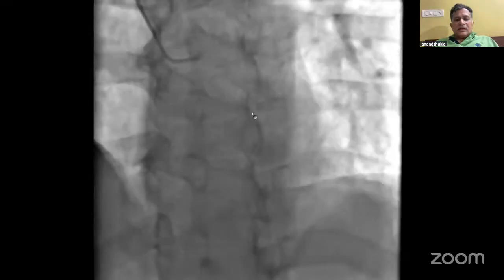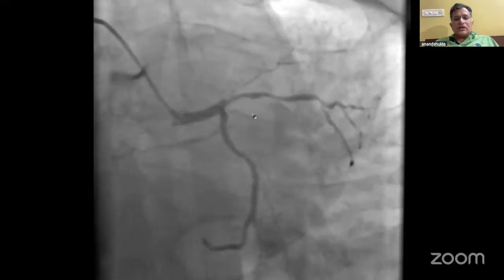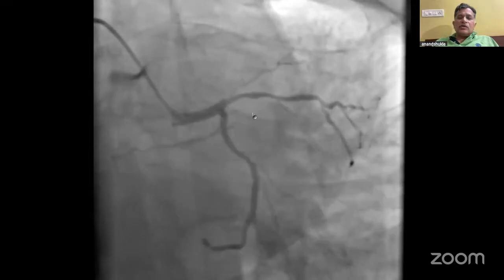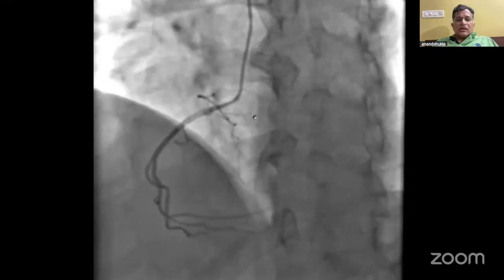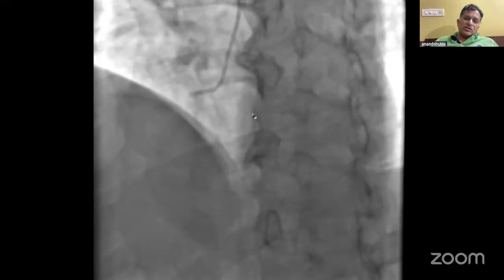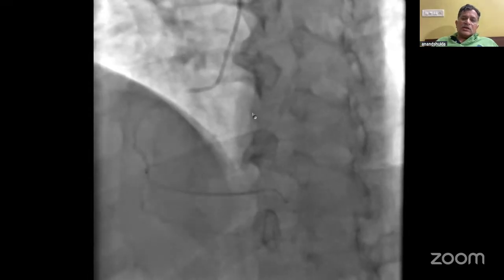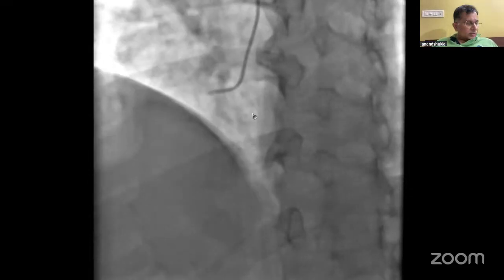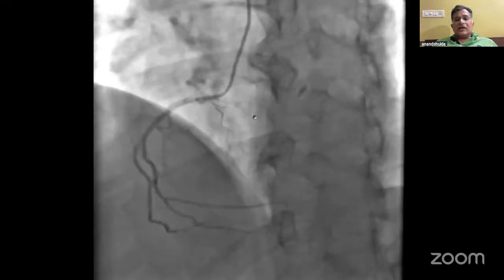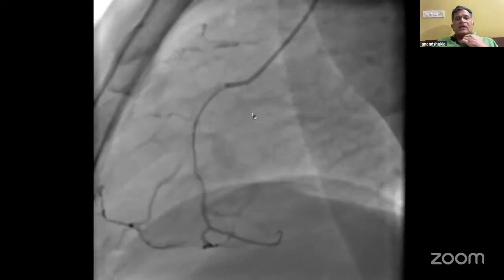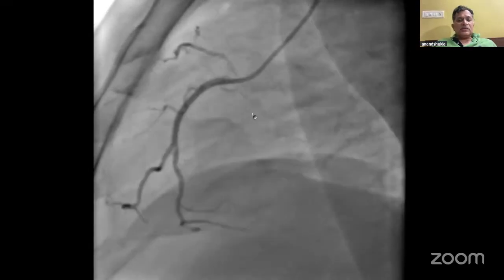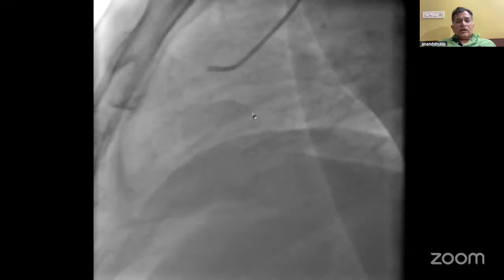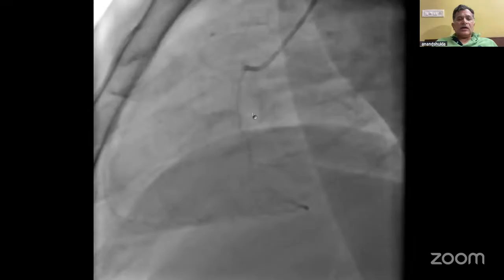It does show the PLV arising from the circumflex, so it appears to be a codominant circulation. AP caudal view, same finding. LAO caudal and AP caudal are the good views for the LAD occlusion. This is the RCA angiogram. Right coronary codominant, it gives collaterals to the LAD. If you see one of the conal branches, the first conal branch, it is immediately filling the proximal LAD. Good filling of the proximal LAD. In lateral view also, the proximal LAD starts filling early. So now the whole length of the LAD we are filling through the right coronary.